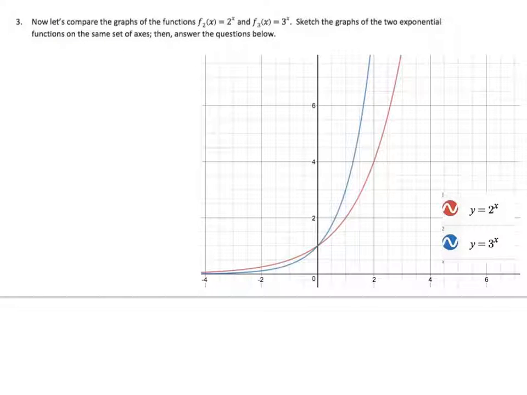Now let's compare the graphs of the functions f of x equals 2 to the x and f of x equals 3 to the x. Sketch the graphs of the two exponential functions on the same set of axes and then answer the questions below. Before I move on to the next slide, let's see what we notice. I see they intersect right here. They change places. And let's see what the questions say.